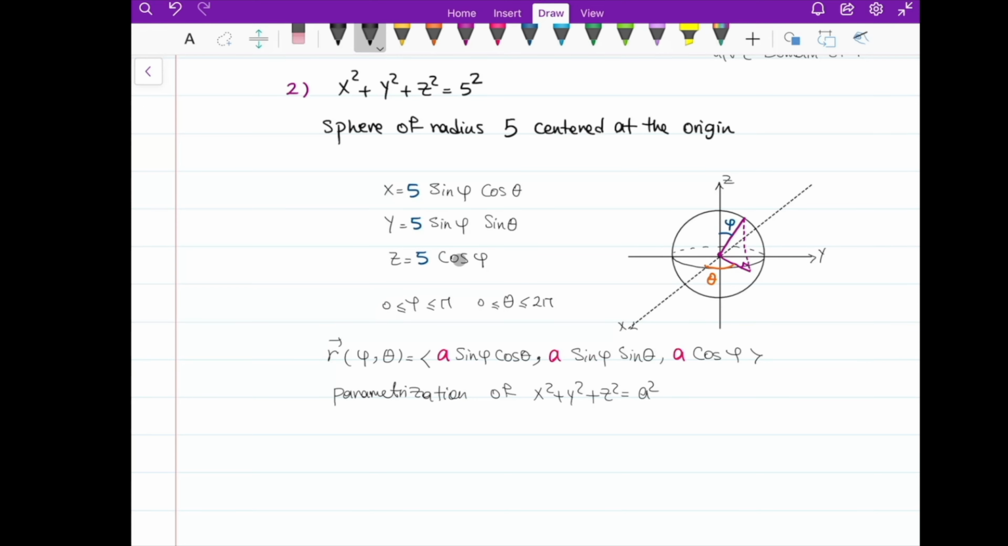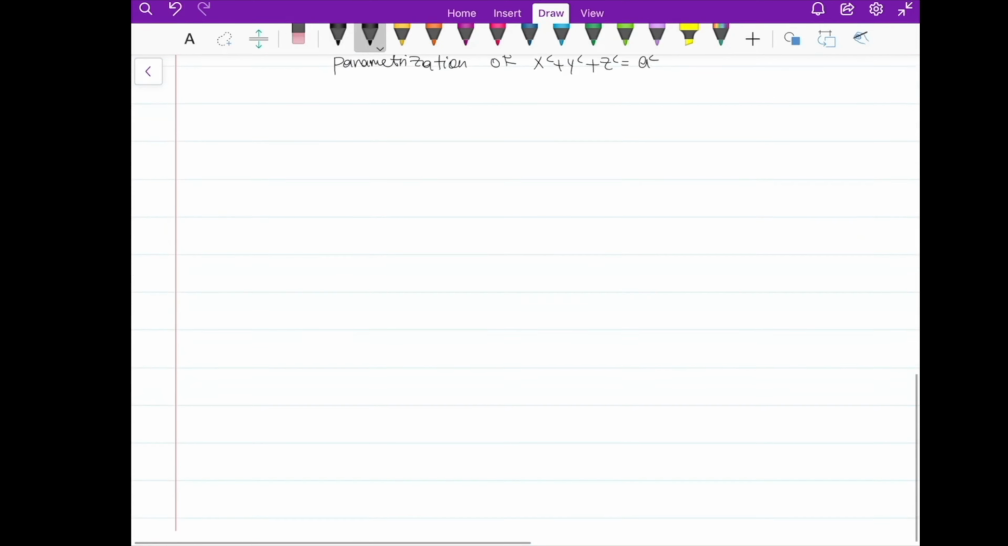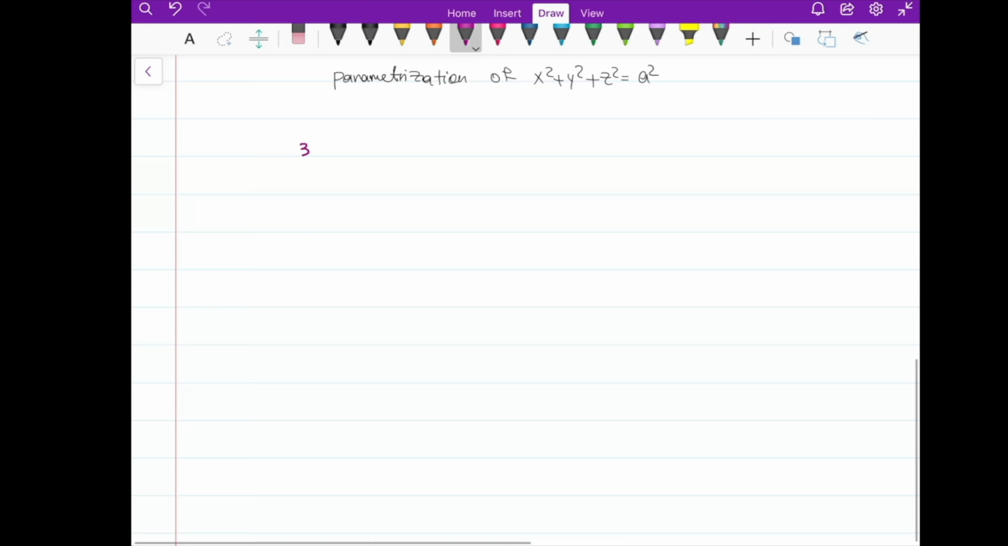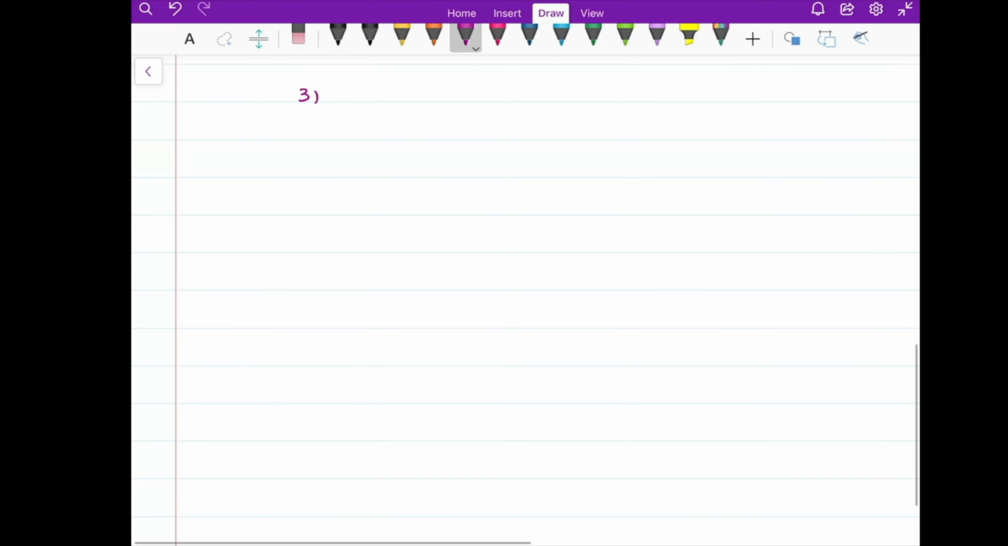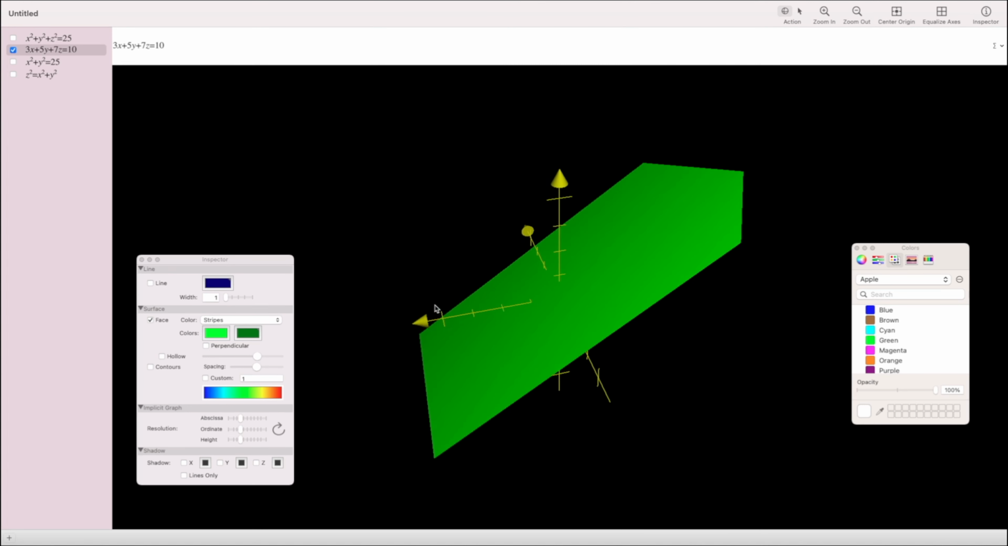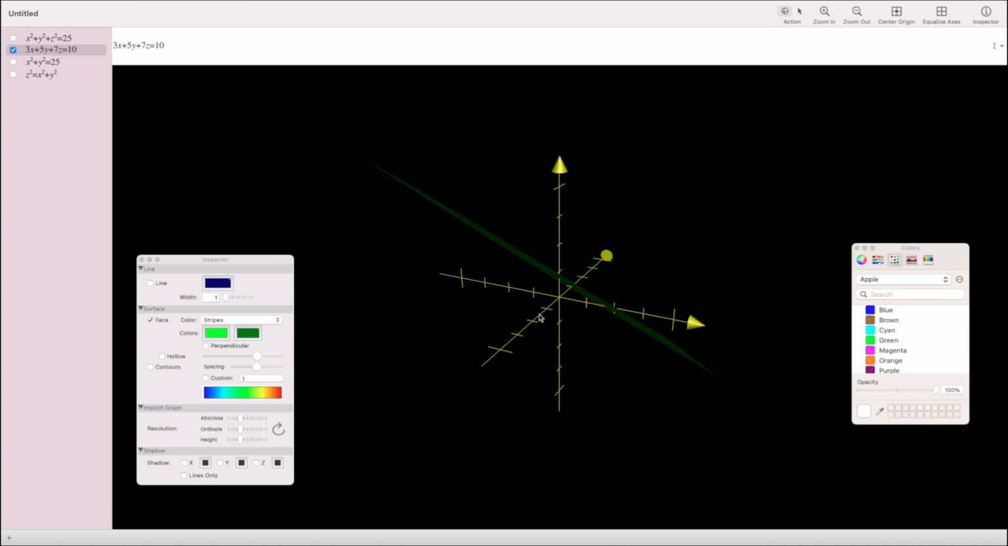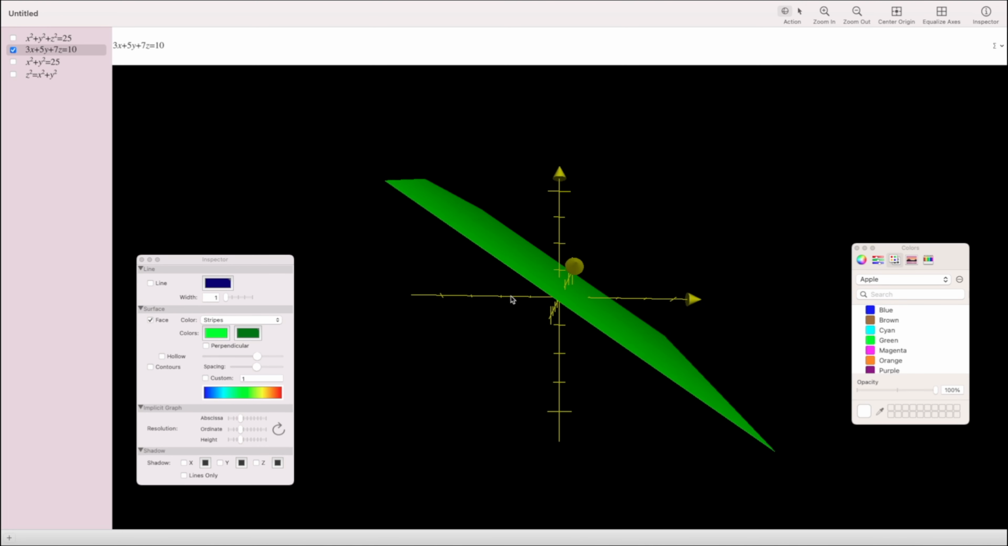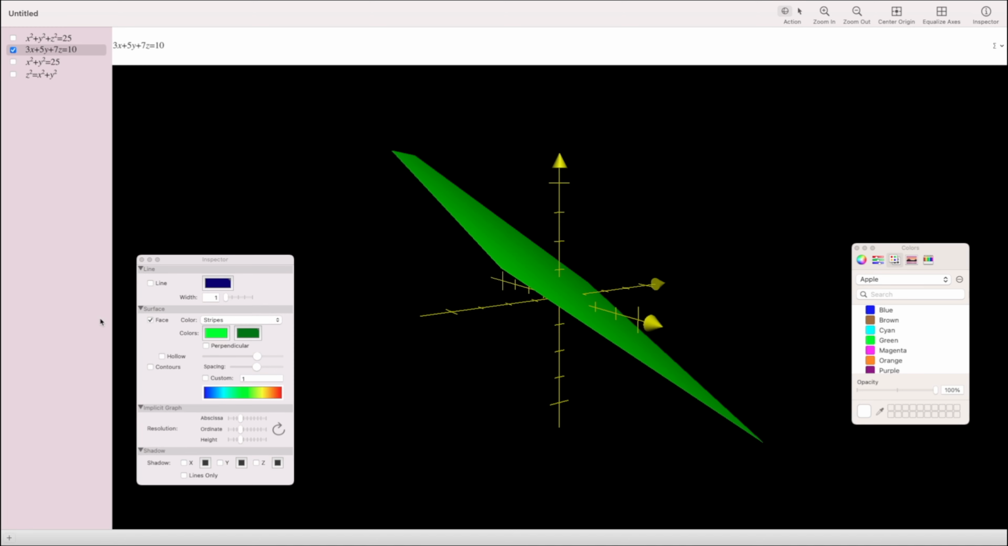Okay, very good. Now let's look at the next example, which would be parameterization of a plane. So let's look at one plane, 3x plus 5y plus 7z equals 10. It's a plane. Okay, let me show you the graph of this plane. It's right there. You see the x-axis, y-axis, and z-axis, and then I have this plane in here.